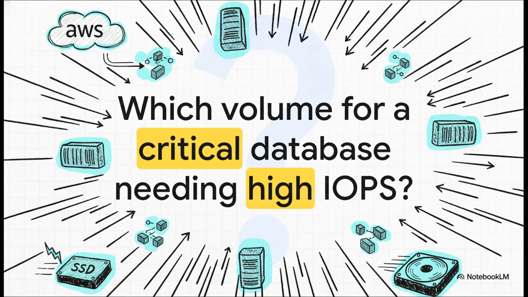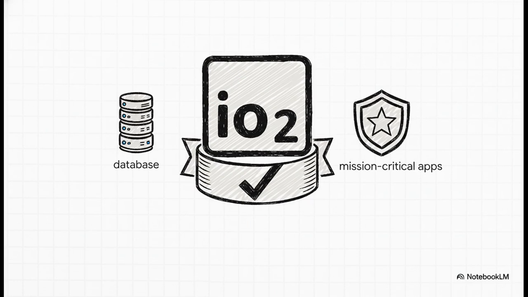Okay, next up. You're setting up the storage for a mission-critical database. Performance and consistency are everything. It needs to be fast and reliable all the time. Which volume type are you going to choose? Exactly. When you hear critical database or any application that just demands consistent, top-of-the-line performance, provisioned IOPS should be the first thing that comes to your mind.